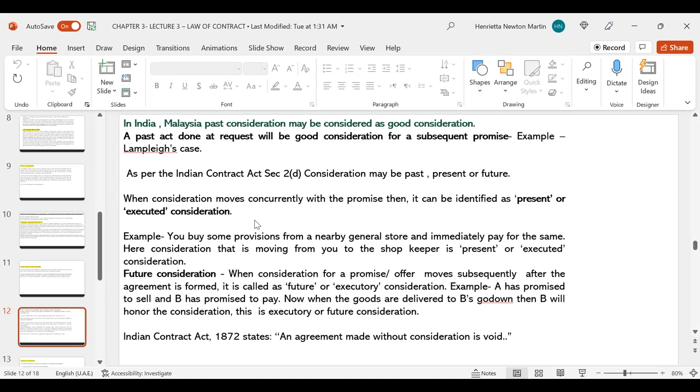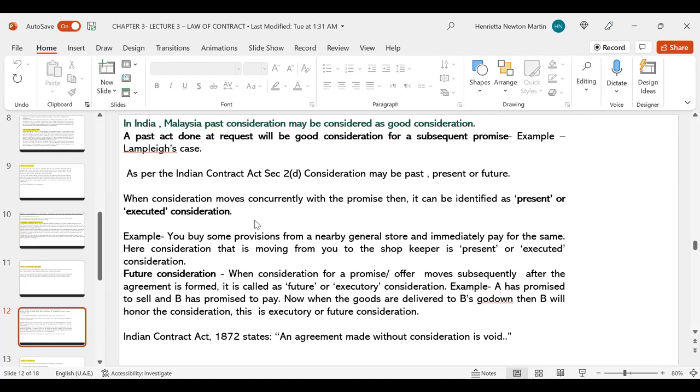Now, when consideration moves concurrently, that is, simultaneously with the promise, it can be identified as present or executed consideration. Like I said, you go to the shop and you buy something. You buy some provisions from a nearby general store and immediately pay for the same. Your consideration that is moving from you to the shopkeeper is present or executed consideration.